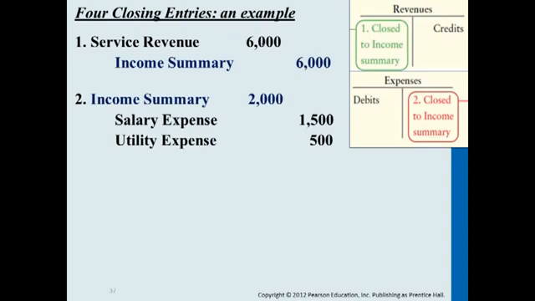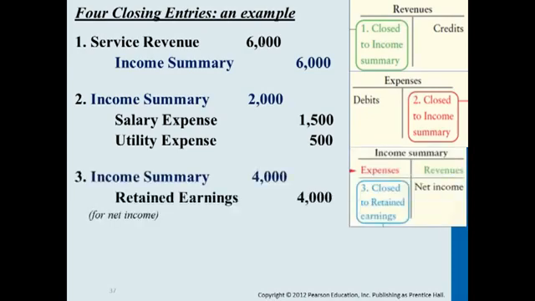$4,000, and how will we be transferring that to retained earnings? Want to try? As a credit to retained earnings, and then the other side will be debiting income summary. Exactly. Okay, so you have revenue $6,000 there in income summary.